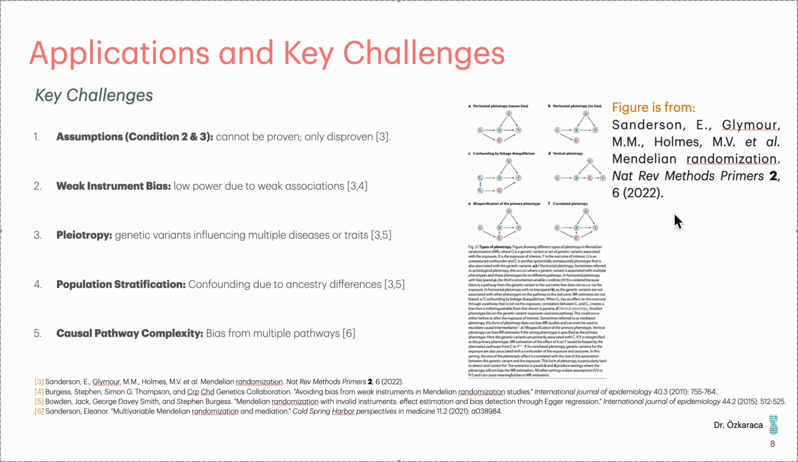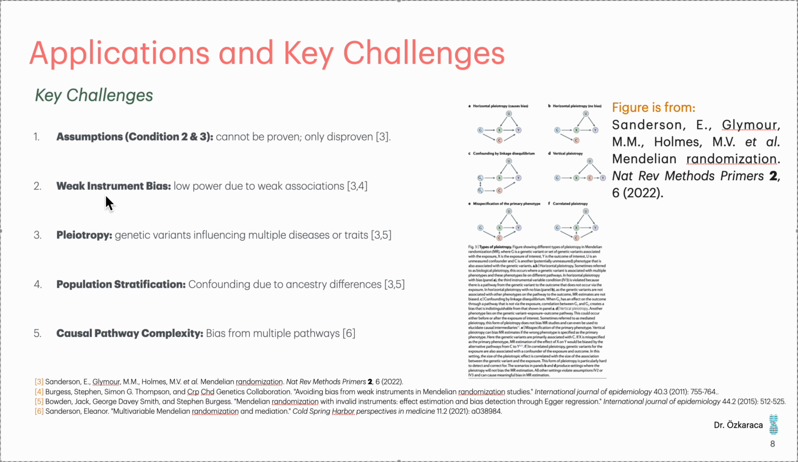There are several key challenges and limitations associated with MR, which are critical to consider when interpreting the results. Well, the first one is the assumptions. Conditions 2 and 3 cannot be proven, but only disproven. And we know that MR relies on 3 assumptions for its validity, and these are essential.